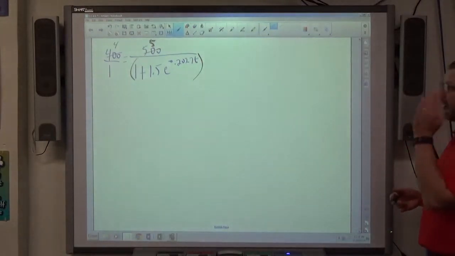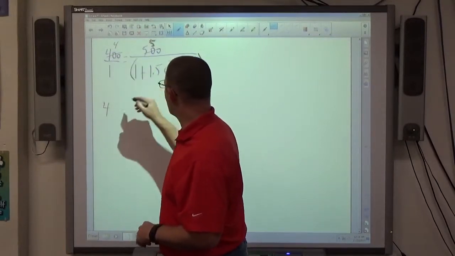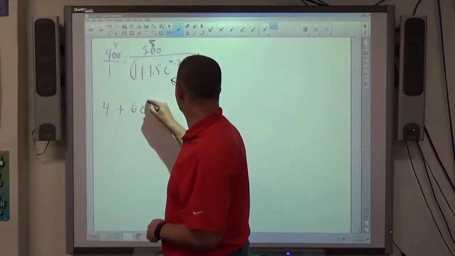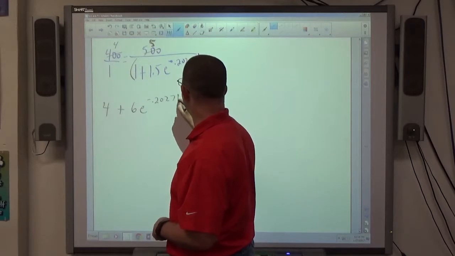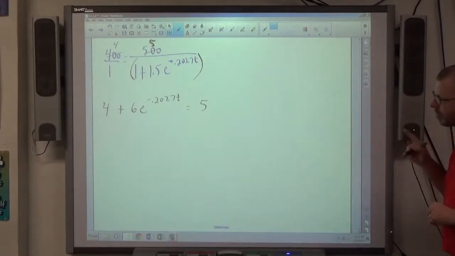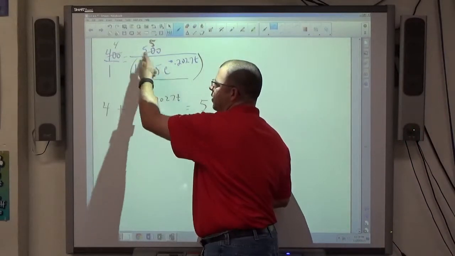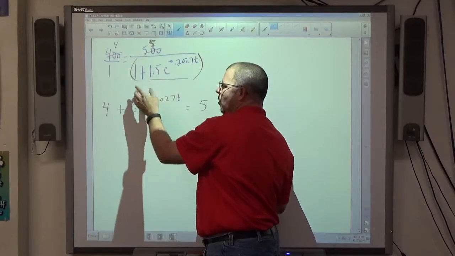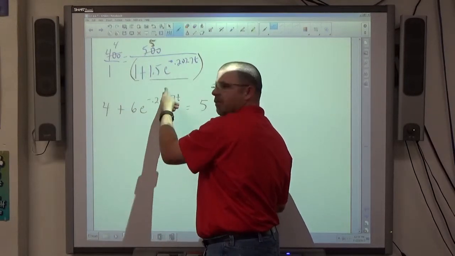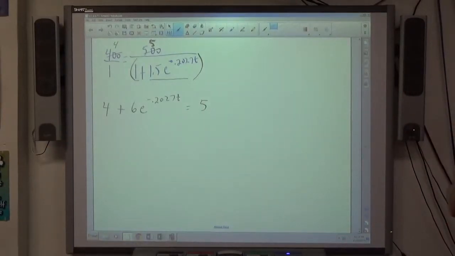If I cross multiply 4 times this thing, 4 times 1 is 4, 4 times 1.5 e to the negative 0.2027t is 6 e to the negative 0.2027t, and 5 times 1 is 5. Be very careful that this is term 1, this is term 2. When you do 4 times this, it makes 6. You've already multiplied the whole term times 4. You don't have to do another 4 times the e. All that stuff is grouped together as one object. Once you multiply by 4, it's done.